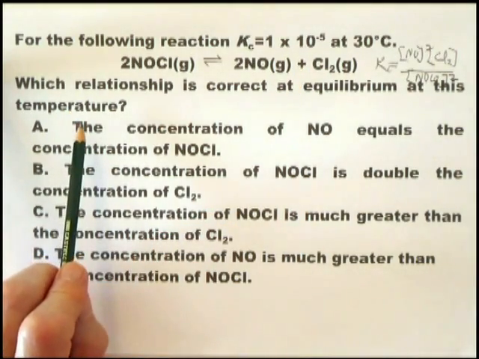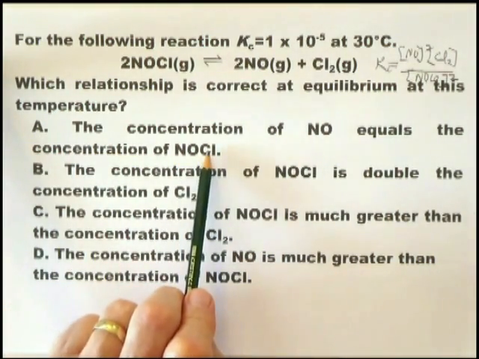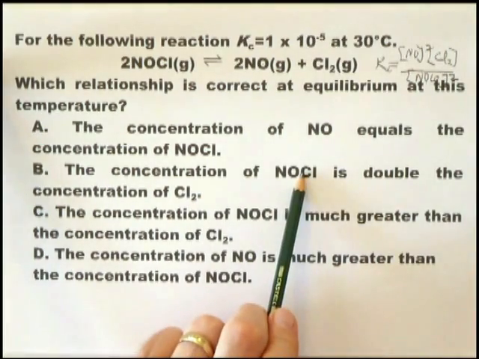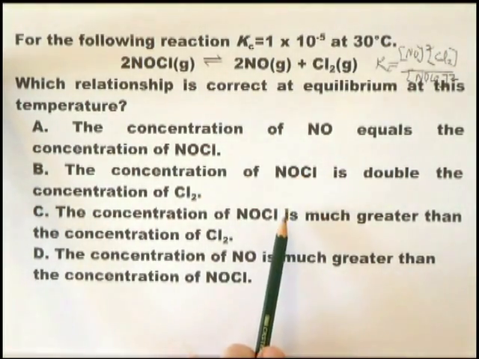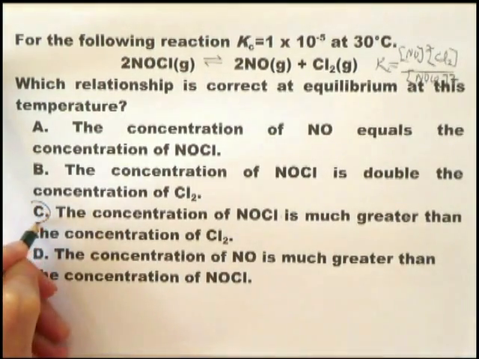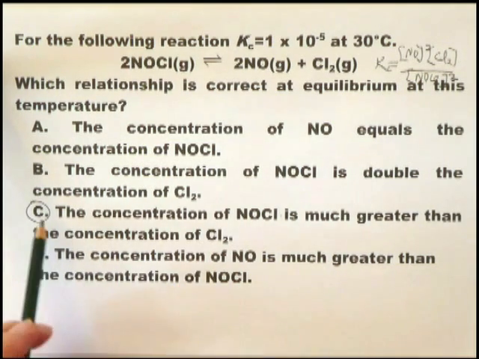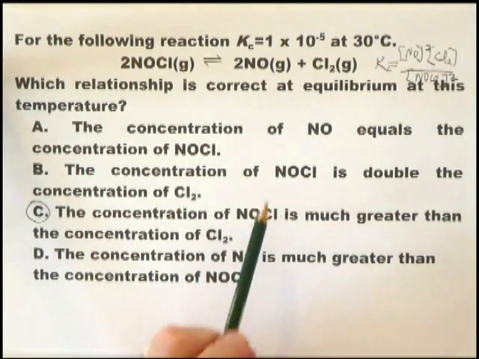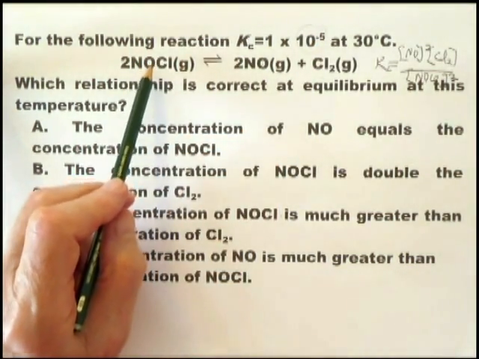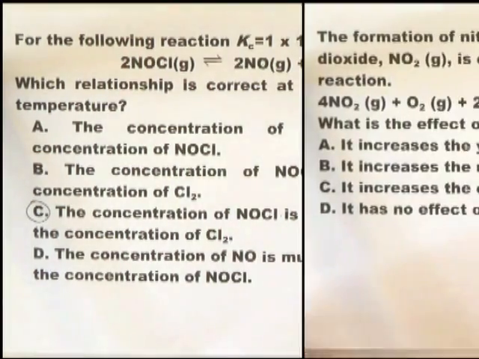So let's see which statement fits with that. Concentration of NO equals concentration of NOCl? No, that's clearly wrong. Concentration of NOCl double the concentration of Cl2? No, that's clearly wrong. Concentration of NOCl is much greater than the concentration of Cl2? Yes, that is definitely true. Concentration of NO is much greater? No, that's wrong. So this is the only one that is true simply because this is such a small quantity. Therefore, the concentration of NOCl is going to be much greater than the concentration of chlorine and the concentration of NO.